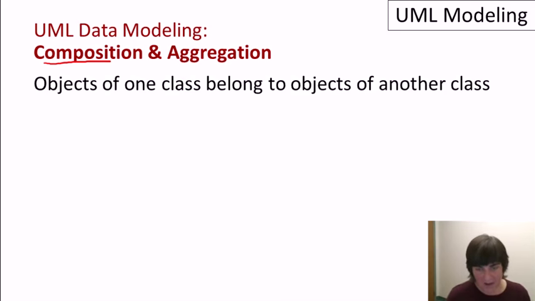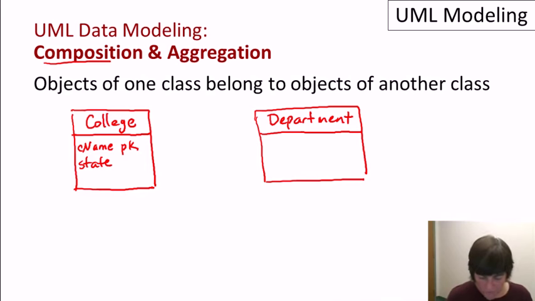Composition is used when we have a database structure where objects of one class kind of belong to the objects of another class. And the example I'm going to use is colleges and departments. So I've drawn the two classes here, and let's say for the department we have the department name and we have, say, the building that the department is in. And so we're assuming that each college has a whole bunch of departments.